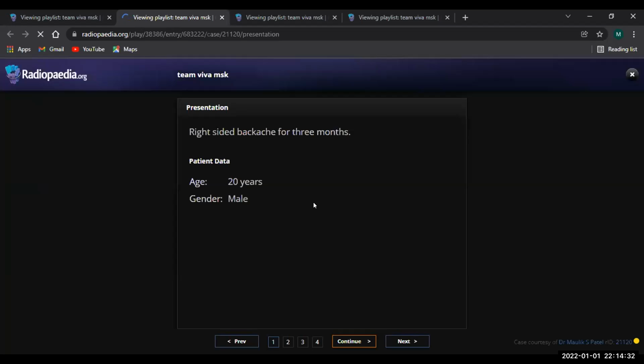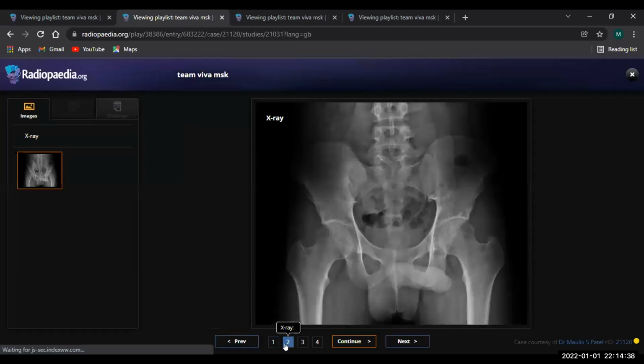Okay, the right-sided backache for 3 months, 20-year-old male. So I'm presenting with the frontal radiograph of the pelvis of a 20-year-old male who has right-sided backache. I'm looking at the bones to find any lucency or fractures. Okay, I'm seeing spina bifida at the L5 level.